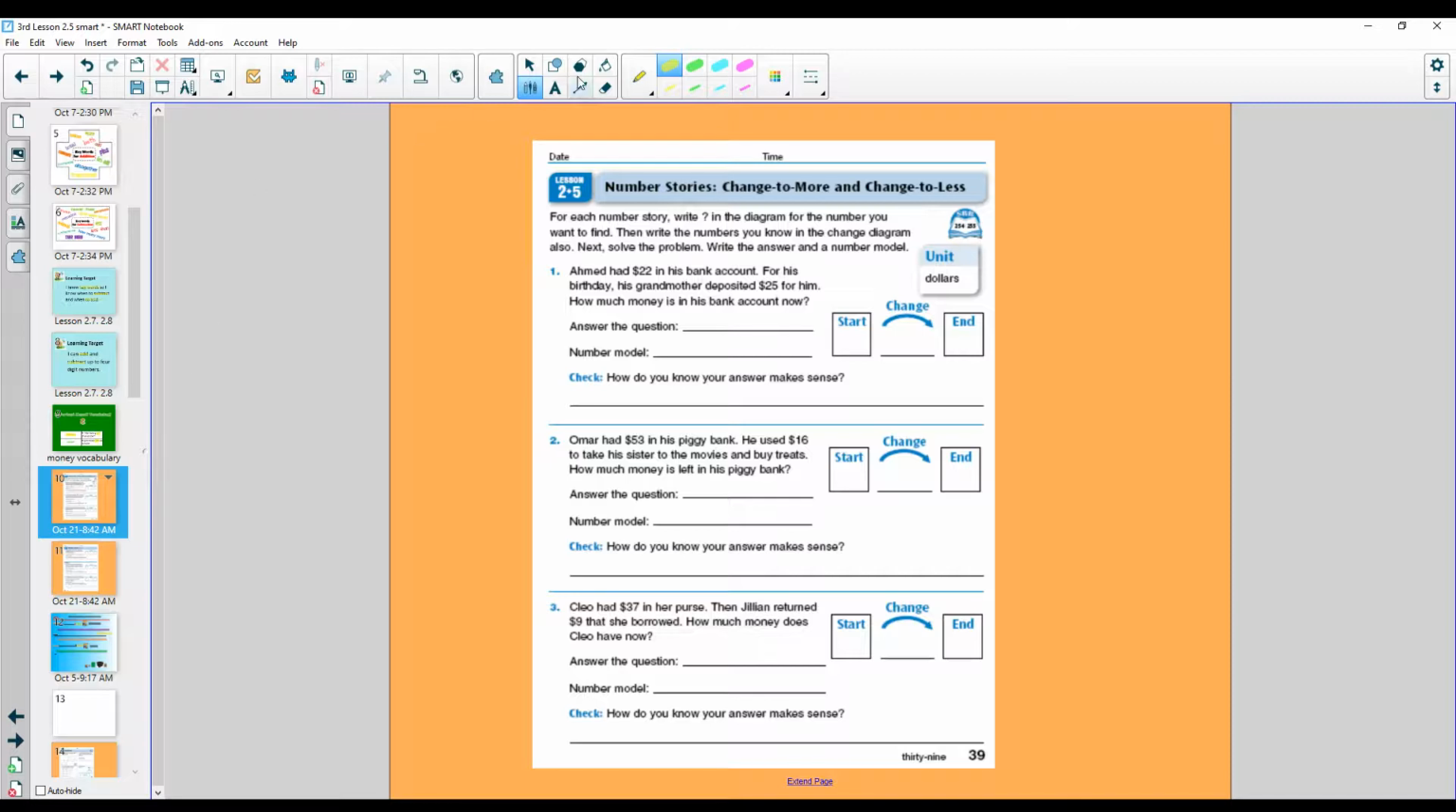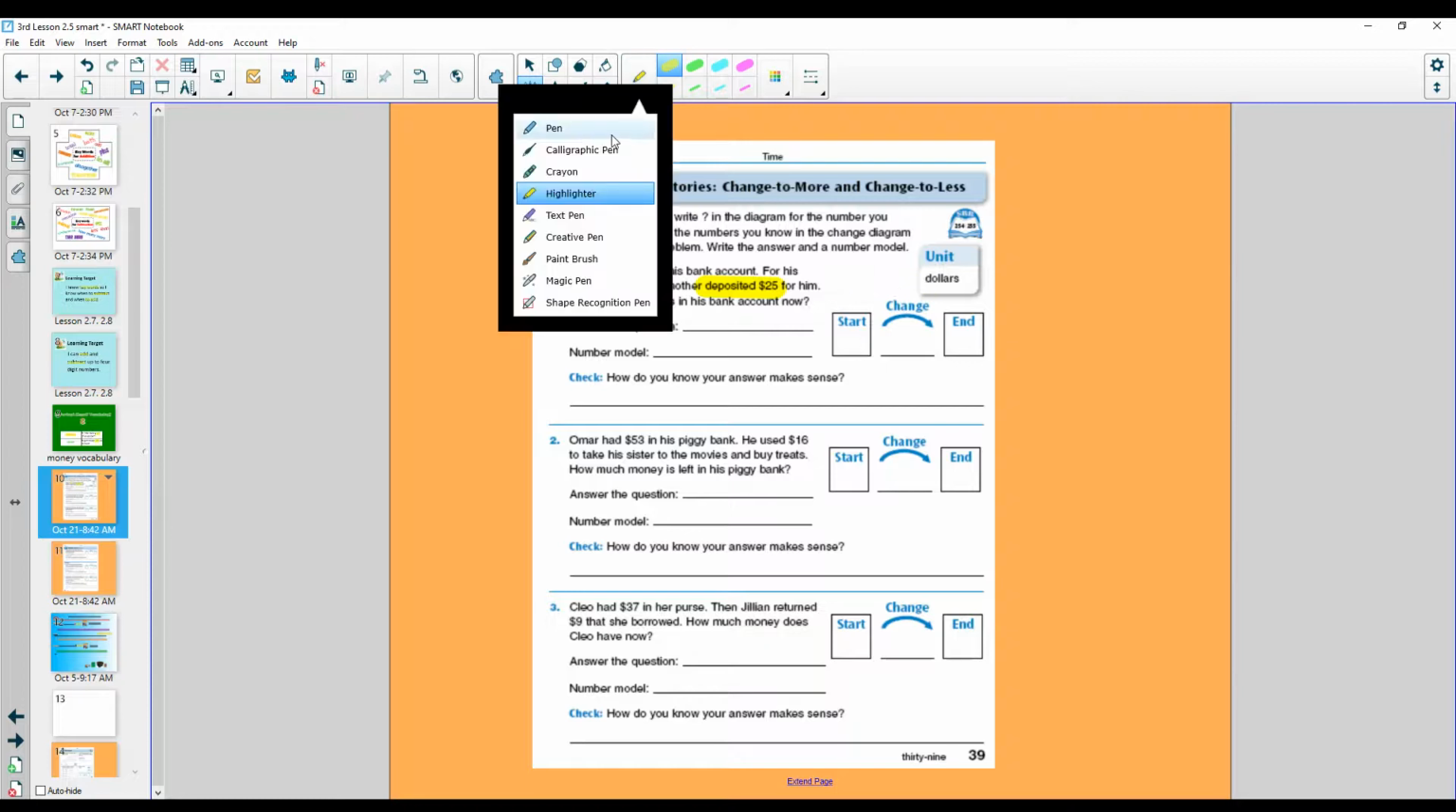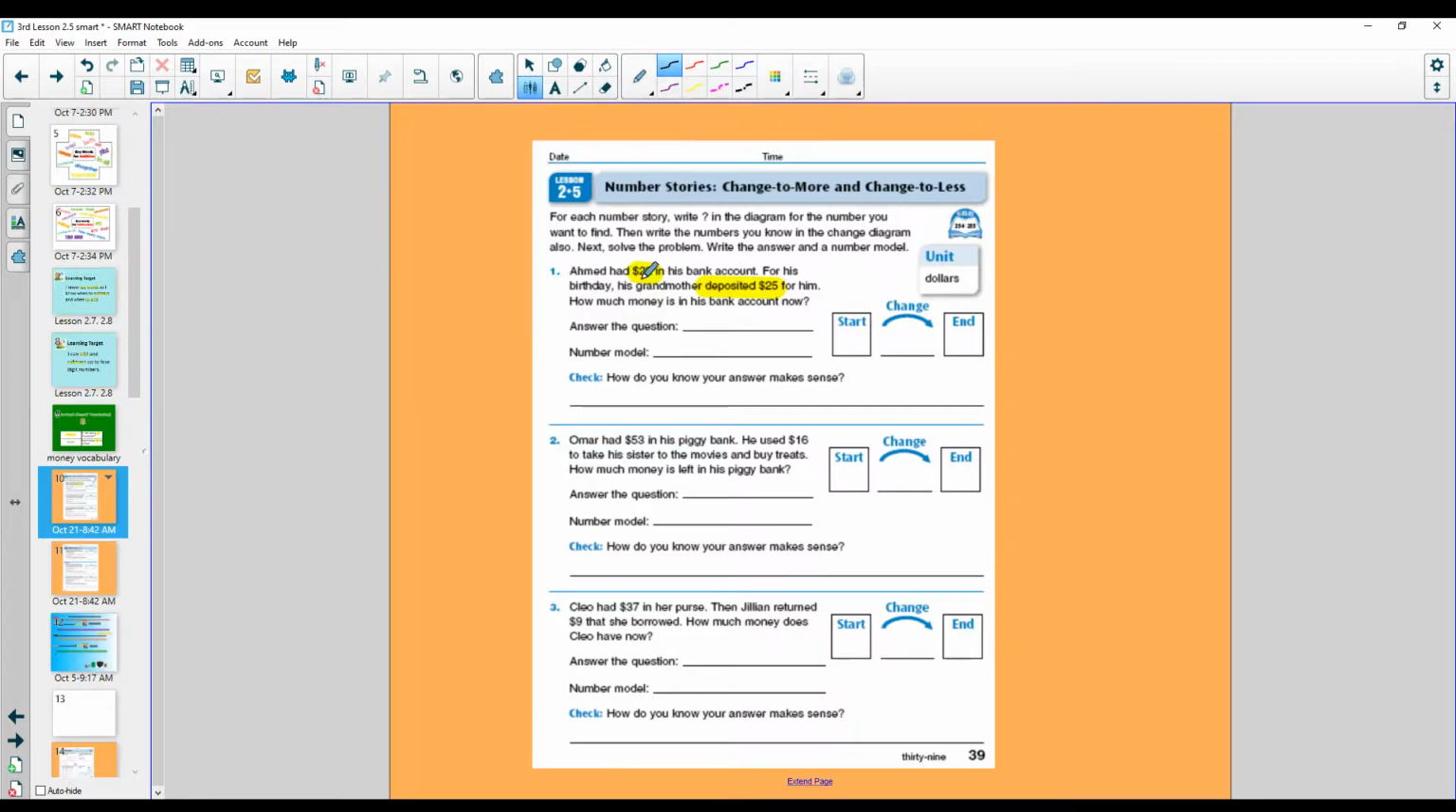All right, let's start. I'm going to use a highlighter. Ahmed had $22 in his bank account. For his birthday, his grandmother deposited $25 for him. How much money is in his bank account now? All right, this chart right here is going to help us figure out the story problem. Ahmed, how much money did he start with? He started with $22. All right, and then something happened. Something changed. His grandma deposited $25.